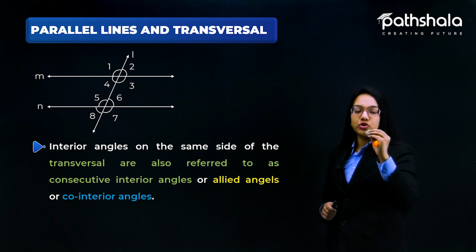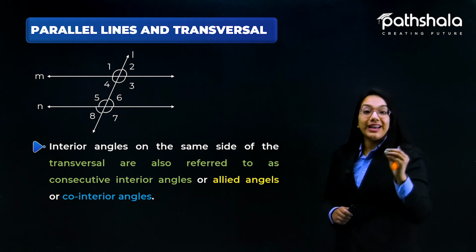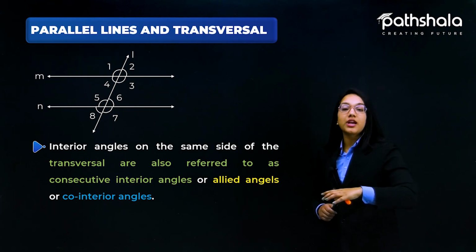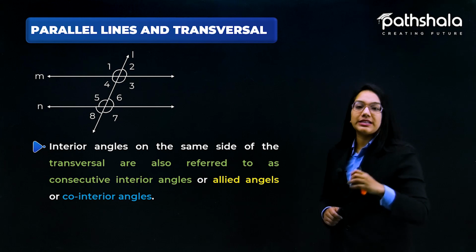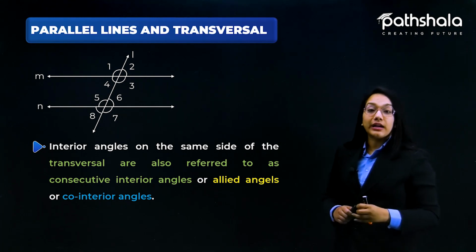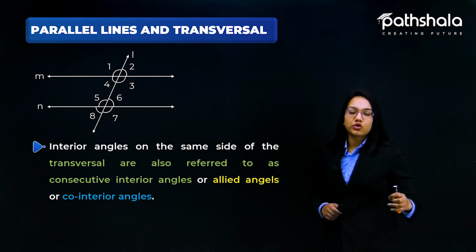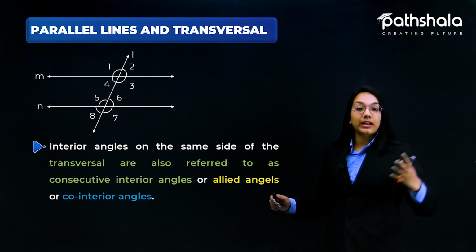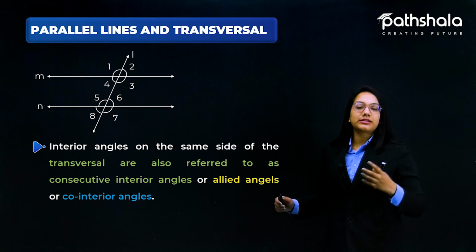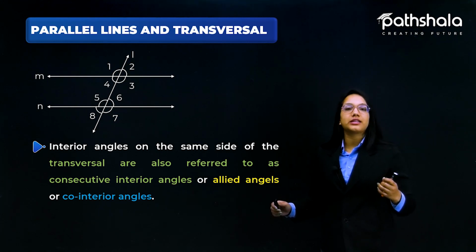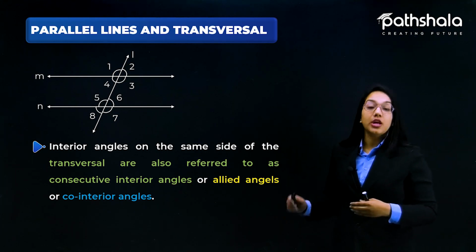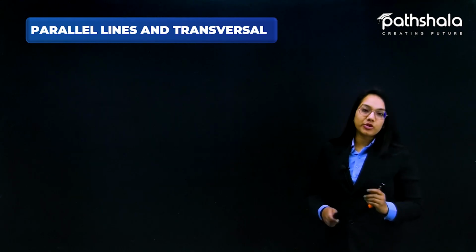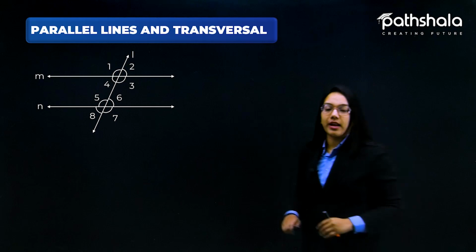First of all, let us talk about the allied angles. The interior angles on the same side of the transversal are also referred to as consecutive interior angles, allied angles, or co-interior angles. So if it is given to us that they are allied angles, don't get worried about what allied angles are. Allied angles are the same as the interior angles on the same side of the transversal. So this is a very special note related to this figure. Let us now come back to my activity again.